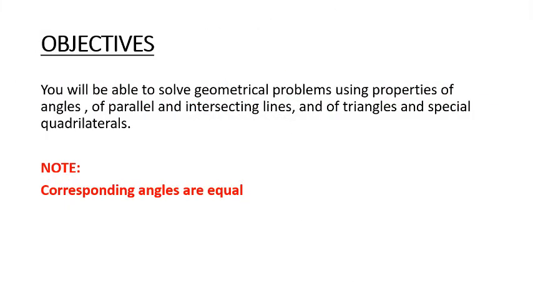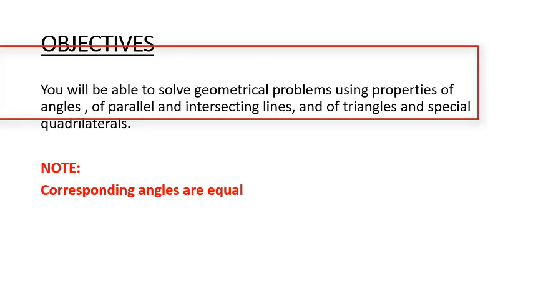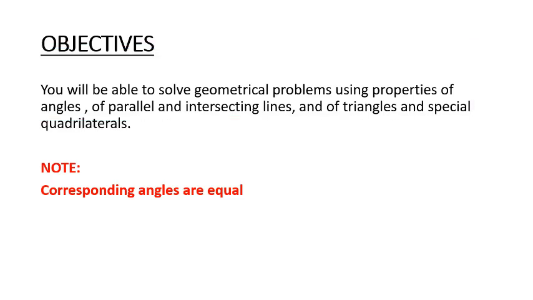Now, by the end of this lesson, you'll be able to solve geometrical problems using properties of angles. These include angles on a straight line, angles at a point, and angles of a quadrilateral. Remember, angles of a quadrilateral add up to 360 degrees. So these are properties. But also in this lesson, you are going to learn another property, that is corresponding angles are equal.